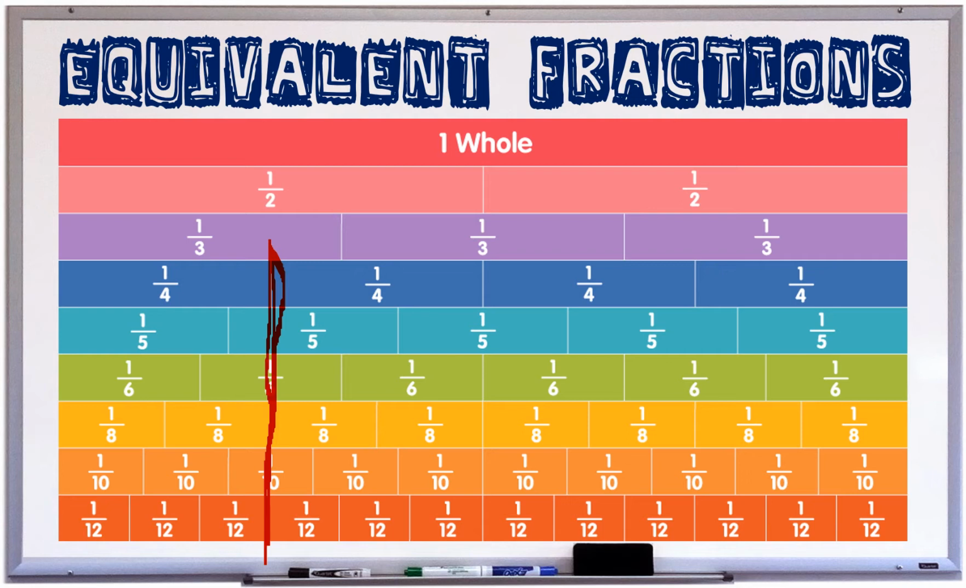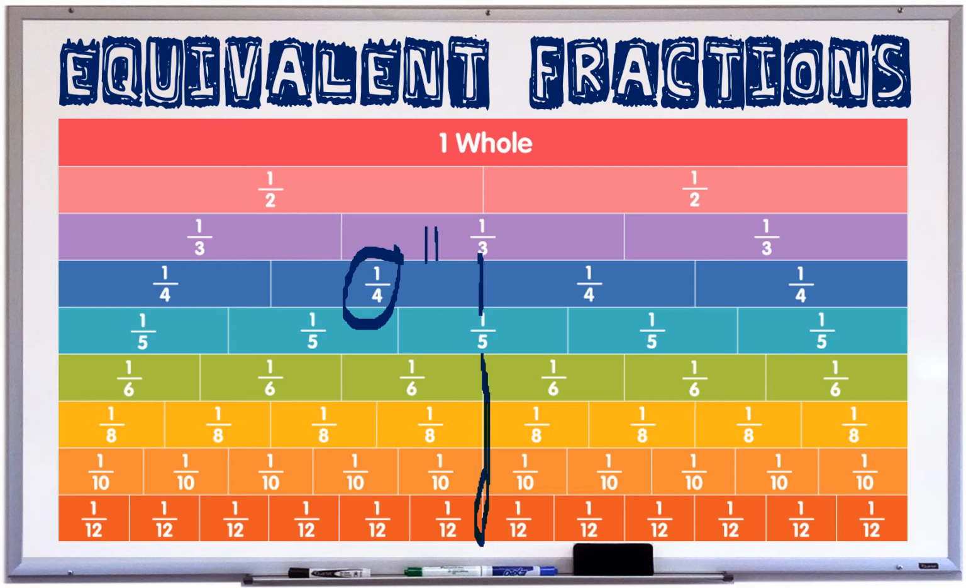You can also see that 3 6ths, 4 8ths, 5 10ths, and 6 12ths make a half. Very, very clearly. So those are all equal in size. That is what it means to be an equivalent fraction.